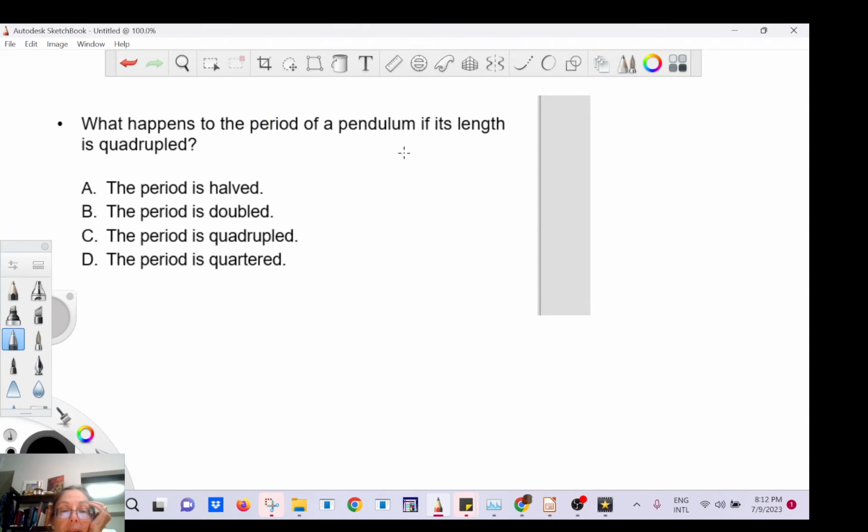What happens to the period of a pendulum if the length is multiplied by 4? T equals 2 pi times the square root of L over g. So if L is multiplied by 4, what's going to happen? Here you have a square root, so the square root of L is going to be multiplied by 2. So T is going to be multiplied by 2, right?